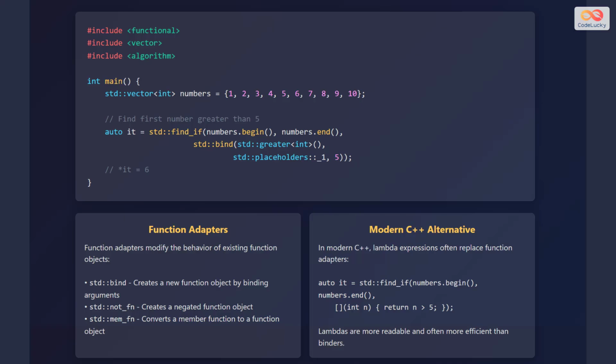In the code example, we are finding the first number in the numbers vector that is greater than 5 using std::bind and std::greater. std::placeholders specifies that the first argument of std::greater should come from the range specified in std::find_if, and 5 is bound as the second argument. In modern C++, lambda expressions often replace function adapters. Lambda expressions are more readable and often more efficient than binders.